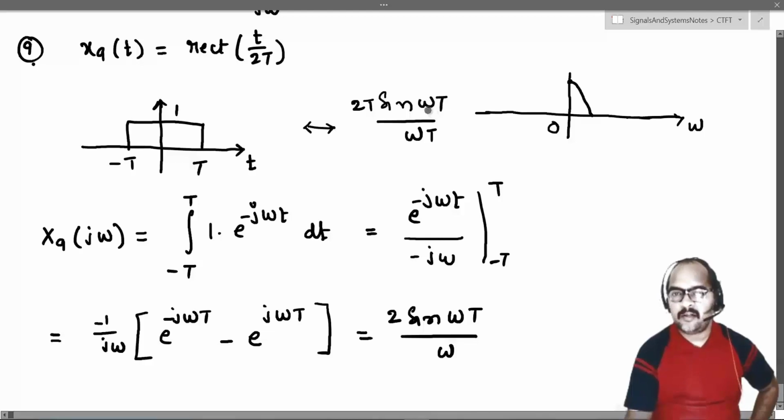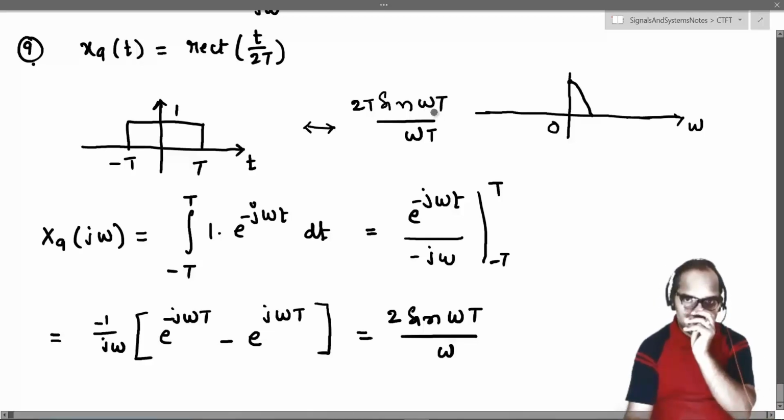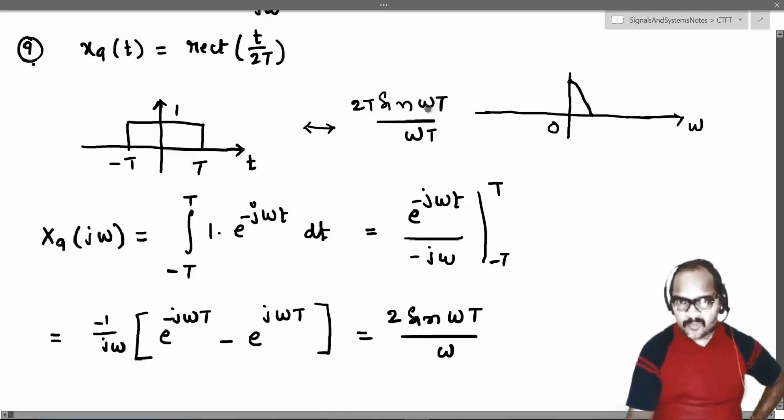It will touch 0 when omega... so note that sine theta is 0 when theta is equal to how much? Pi, 2 pi and so on. That is integer multiples of pi. So I want pi here. So what should happen to omega? Omega should be equal to pi by t. So at pi by t, what happens? That fellow will become 0 and this continues like this.